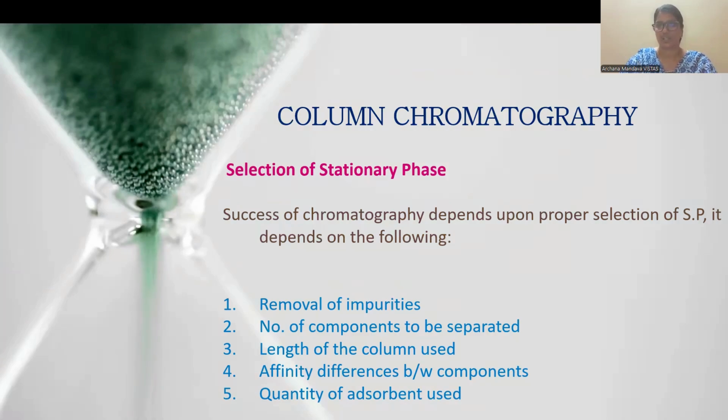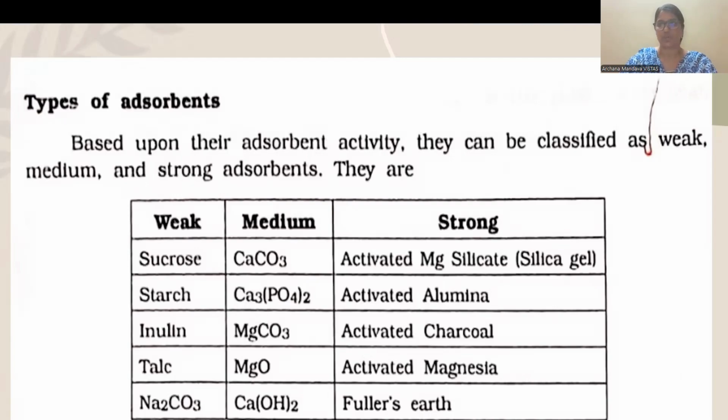How to select a stationary phase? The success of a separation technique is majorly based on the adsorbent material you are selecting, that is nothing but the stationary phase. So first we have to select the stationary phase based on the type of technique you are employing. In case of removal of impurities, how many compounds are getting separated, length of column, affinity, quantity of adsorbent, these are the main factors which will help us to select the stationary phase. Some of the adsorbent materials I have listed here. Based on these adsorbent materials and based on the separation you are employing, we can select the stationary phases.